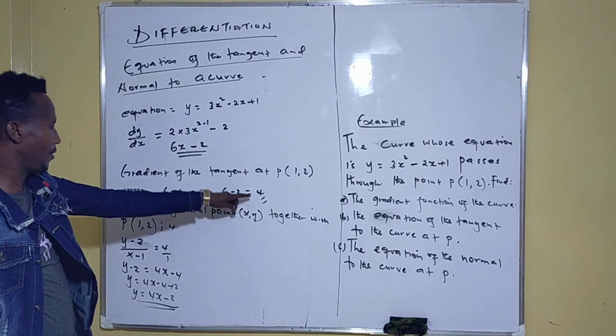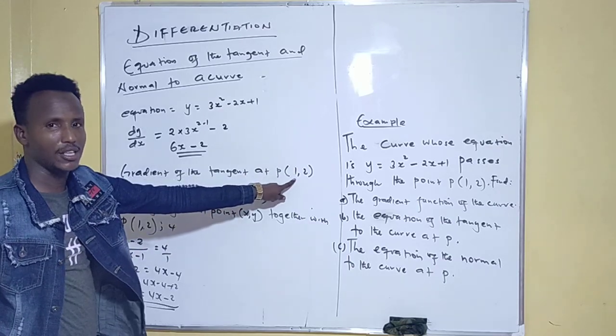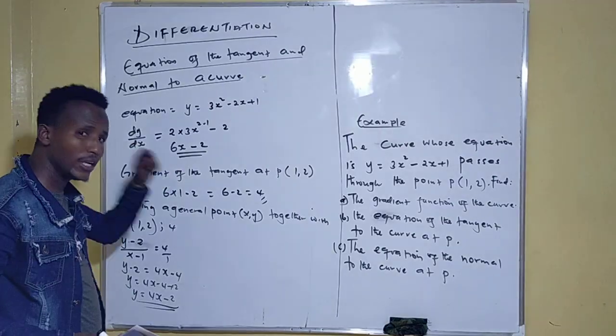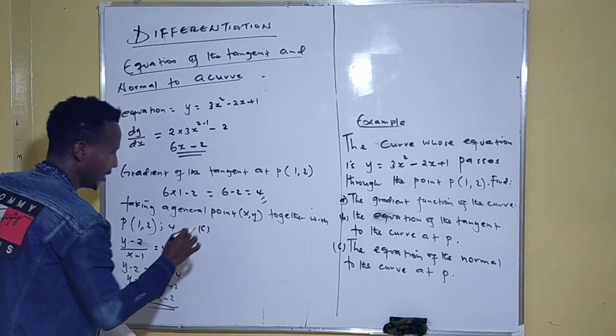That's how you're going to get it. You take the gradient you have gotten. How have you gotten the gradient of the tangent? We substituted the value of x at the point given in the gradient function to get the gradient of the tangent. Just understand that.